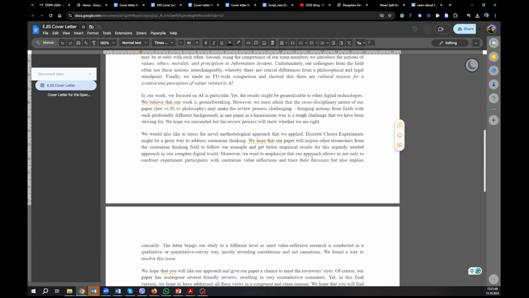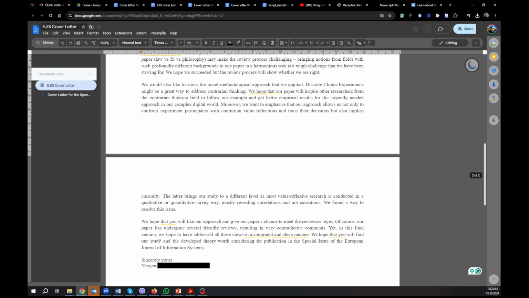Moreover, we want to emphasize, and here comes the strength of our methodology, that our approach allows us not only to confront experiment participants with contrarian value reflections and trace their decision, but also implies causality. The latter brings our study to a different level, as most value-reflexive research is conducted in a qualitative or quantitative survey way, and most are revealing correlations, not causations. We found a way to resolve this issue. This is one more cool thing that we have in our paper.